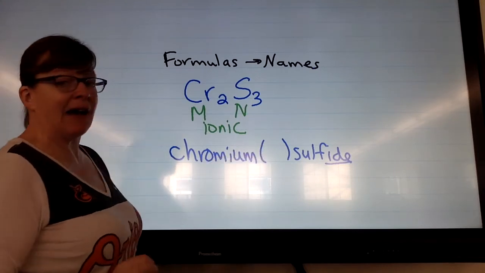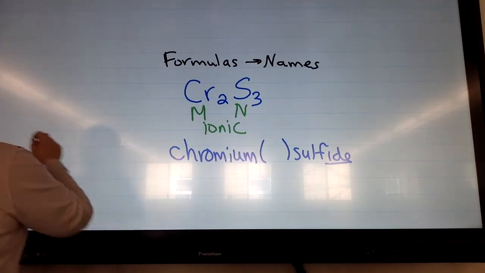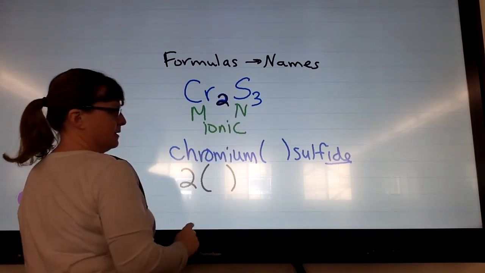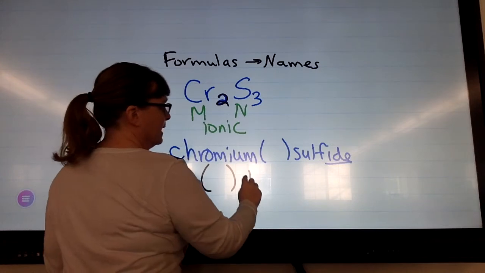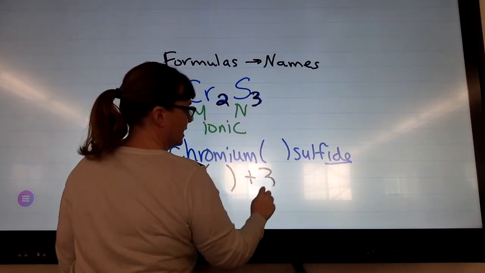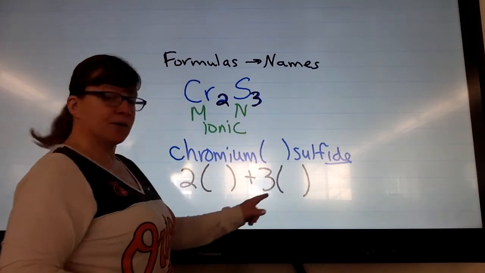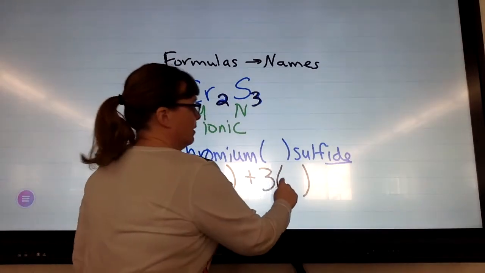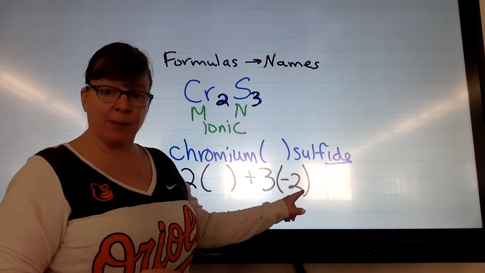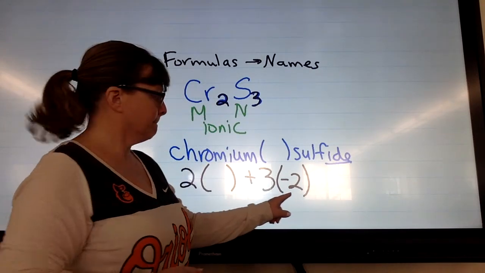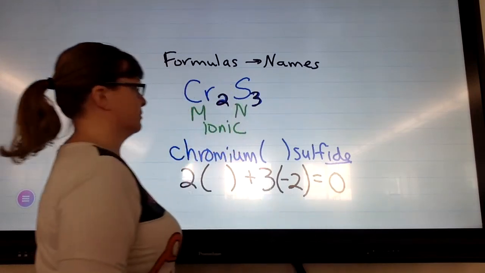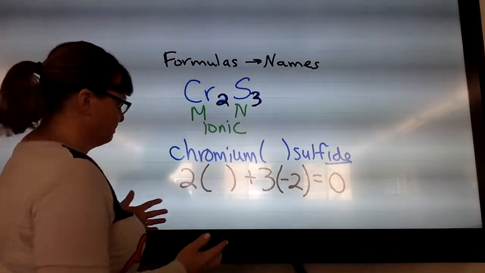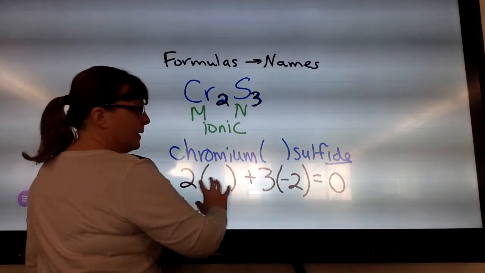Now, to figure this out, we have to do simple math. There are two chromiums, so two of something. Again, we don't know what it is yet. And 3 sulfurs. Sulfur's negative charge, sulfur only has one possible negative charge, -2. And that's from the periodic table. You just go look it up. We know it has to add up to 0. This whole compound is neutral. It has to balance the charge. So 2 times what will make this true?